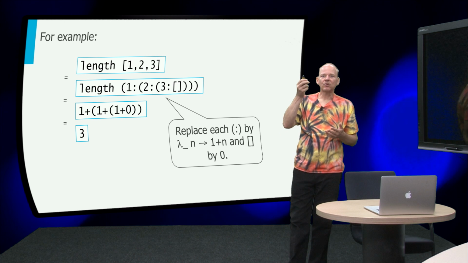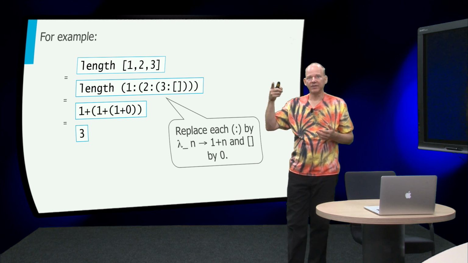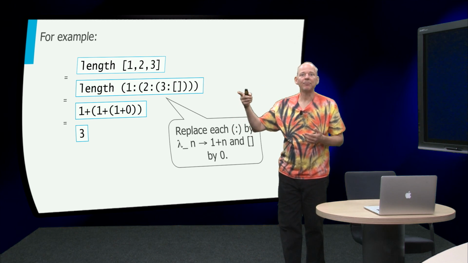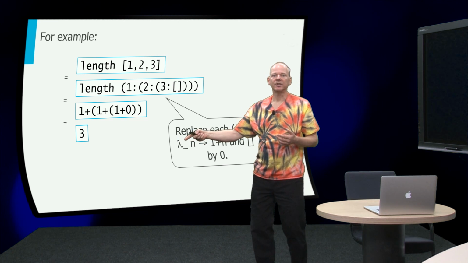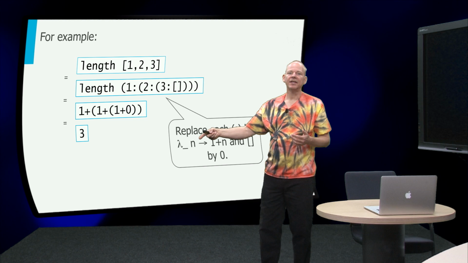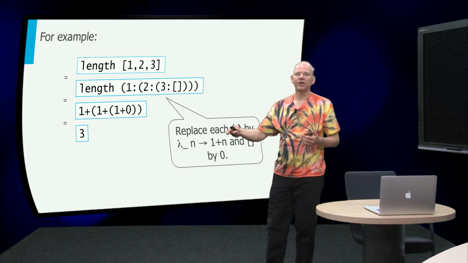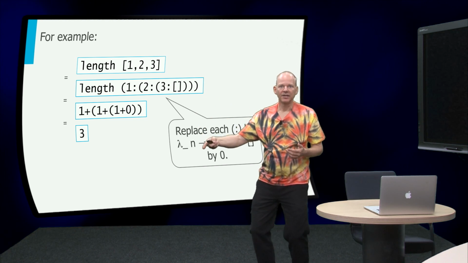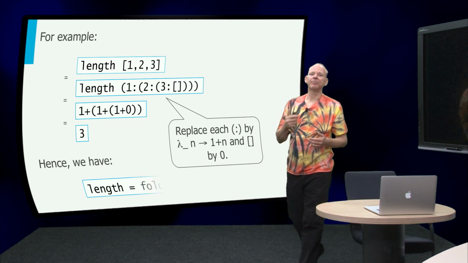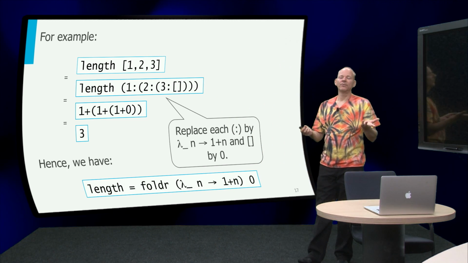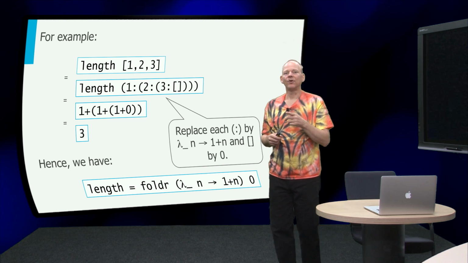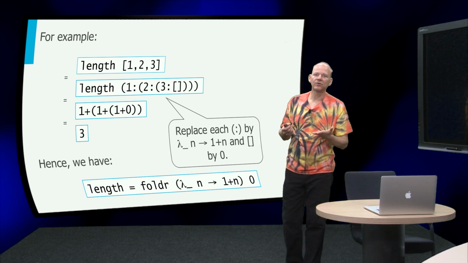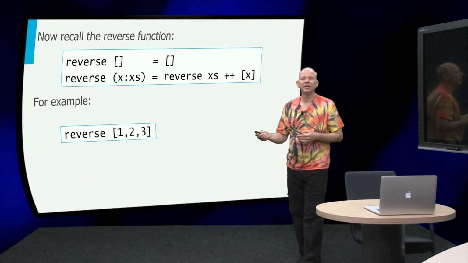You see? So cons is replaced in this step here by the function that throws away the first argument, so we don't write it, and then it takes the second argument and adds 1 to it. So you see exactly that is what happens in that step. So what we have found is that length can be defined as fold R of lambda underscore n, 1 plus n, and 0.